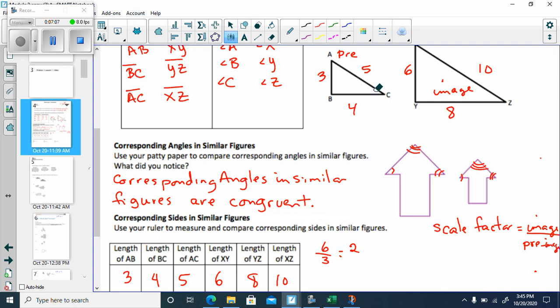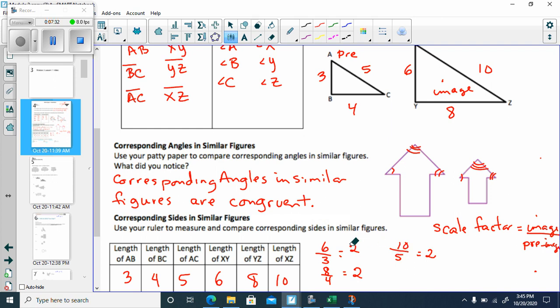Now let's do the same thing with another set of sides. How about YZ and BC? Okay, YZ is 8, BC is 4. 8 divided by 4 is 2. Okay? How about this one and that one? I've got 10 and 5. 10 divided by 5 is 2. Okay? All of these are the same. All of these are equal.